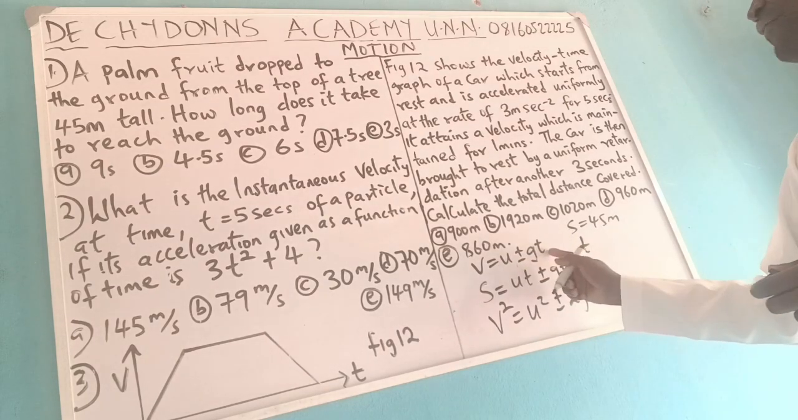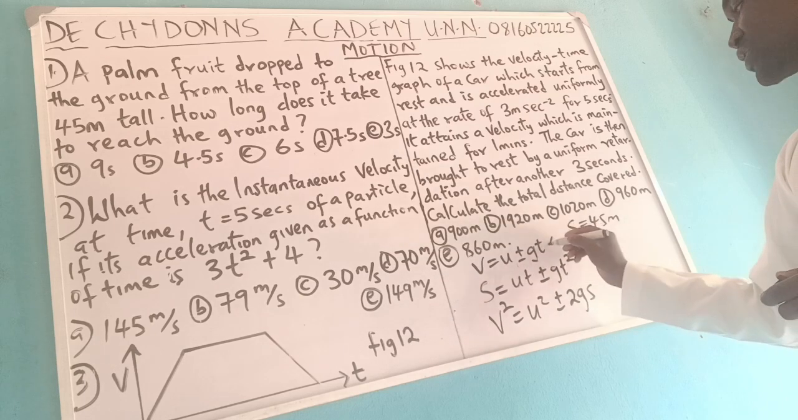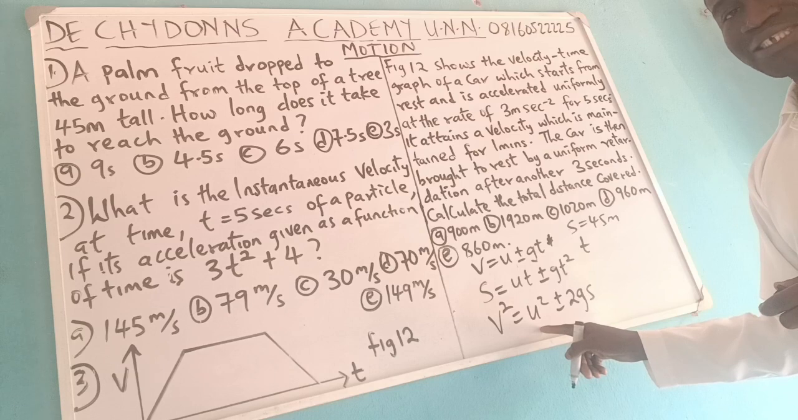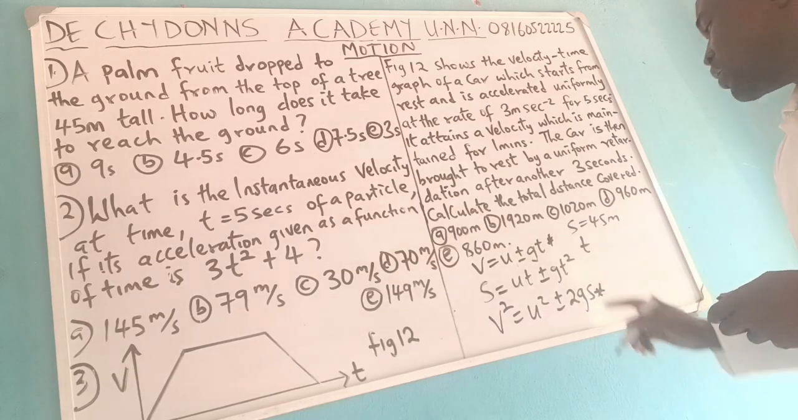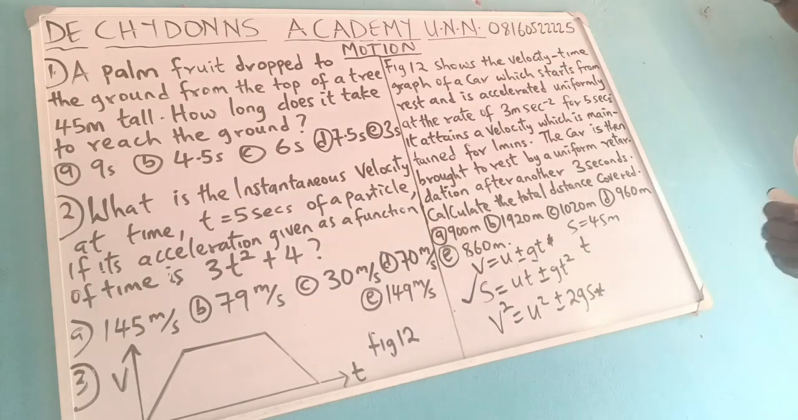Obviously, here does not have S in its formula, and so we skip this. Then here has S, but it doesn't have T, and so we skip this. Then here has S and has T. It means this is the formula that will go. That is how you know the formula you are to use.